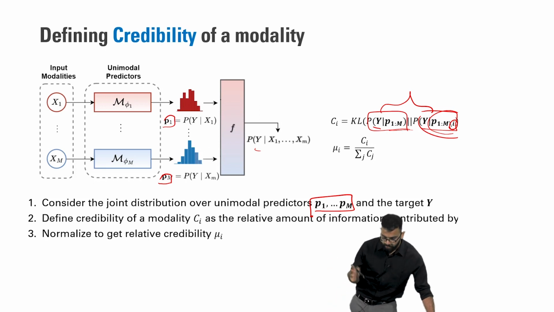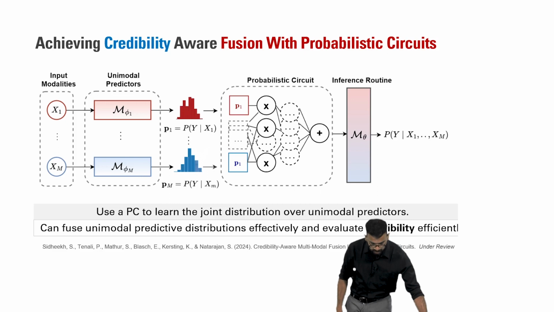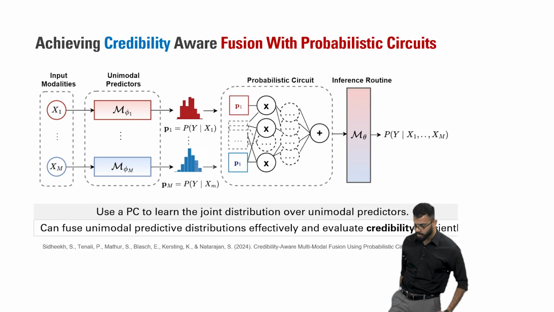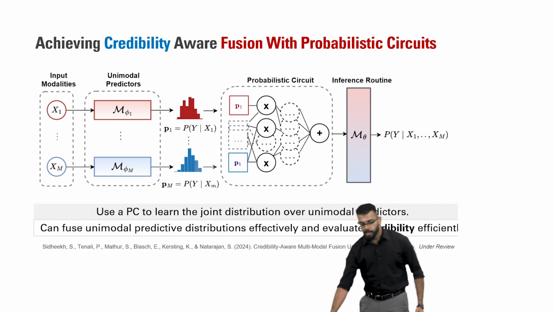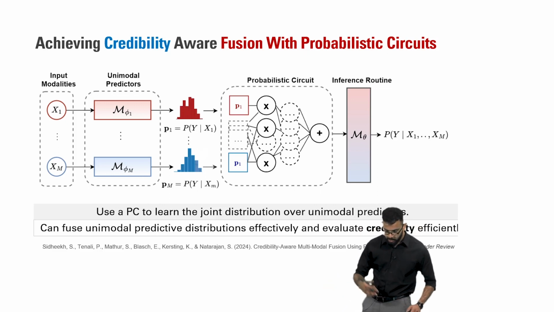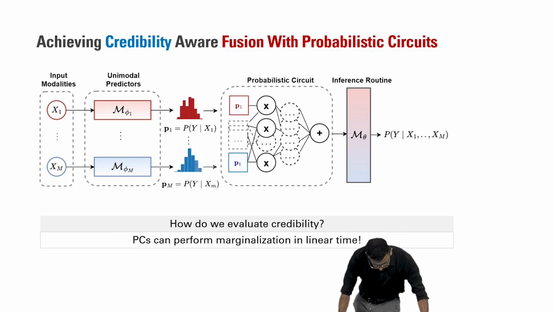So clearly you need some sort of tractable model here to do marginalization, and that can help define your notion of credibility. So what we will do is use a probabilistic circuit. You'll fit a probabilistic circuit over your unimodal distributions themselves. So it's a distribution over distributions. But a probabilistic circuit is also expressive. You can make it deep. It can model arbitrarily complex interactions between these unimodal predictors, and it can fuse the unimodal predictors effectively. We have two papers in this direction. One is under review. One is accepted to Fusion. But that's the key point.